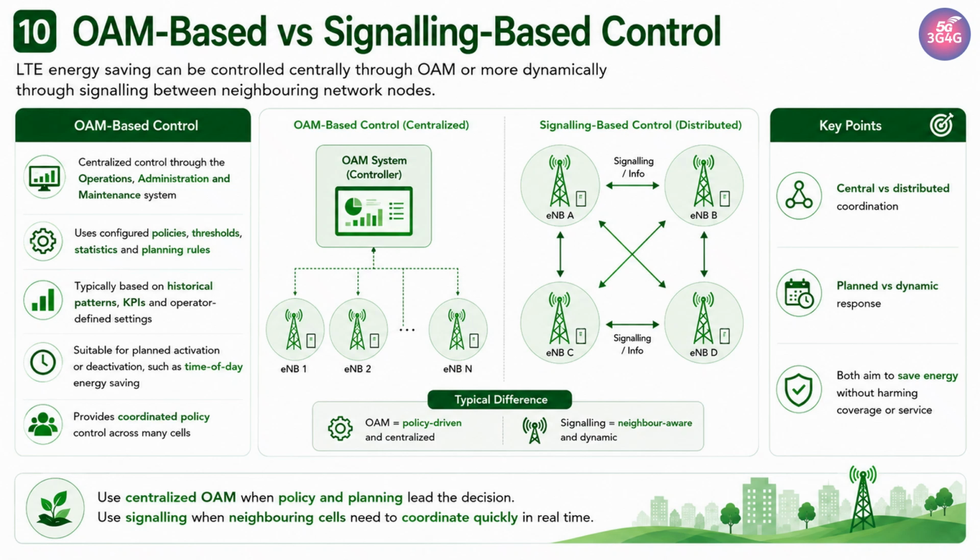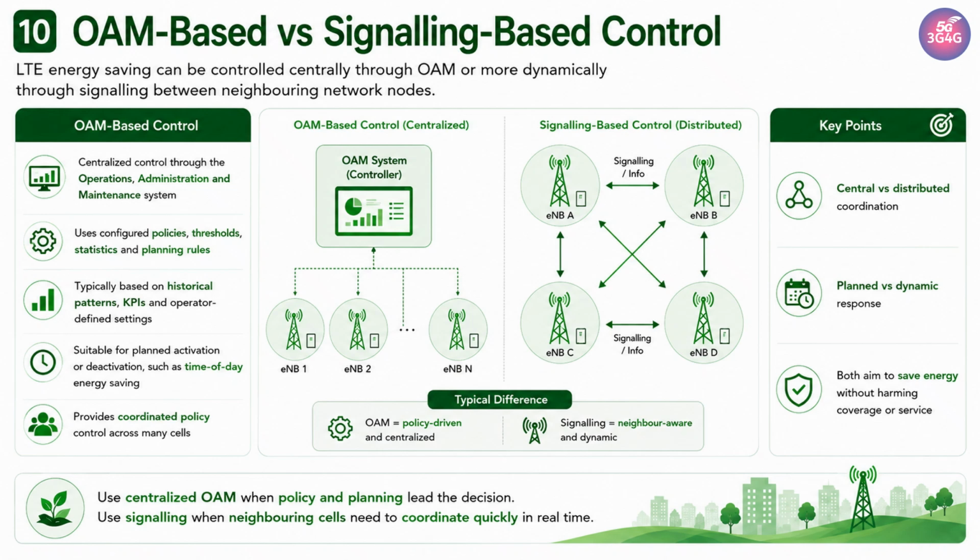For example, the operator may configure certain cells to enter an energy-saving mode during known low traffic periods, such as night time. The decision may use historical patterns, KPI data, and operator-defined rules. This approach is useful for planned and policy-driven energy saving. The second approach is signaling-based control.